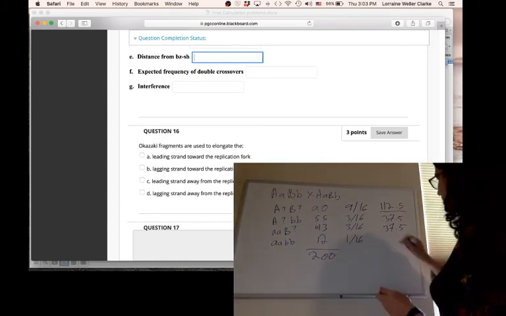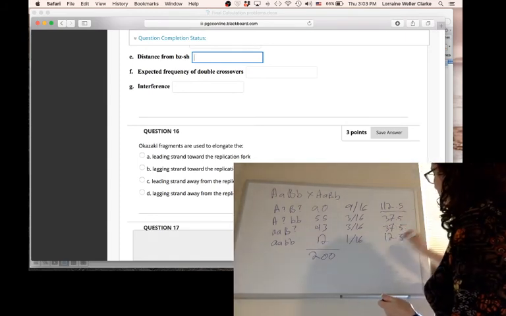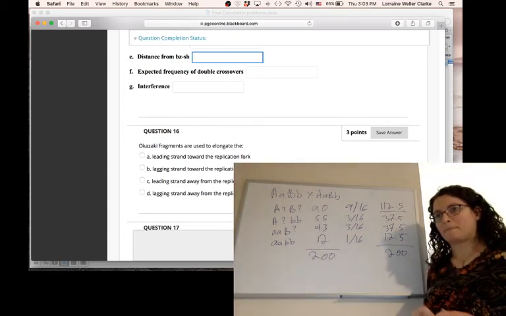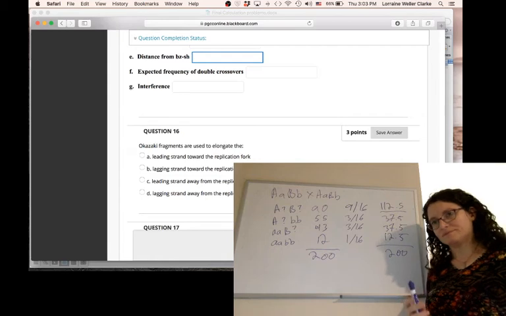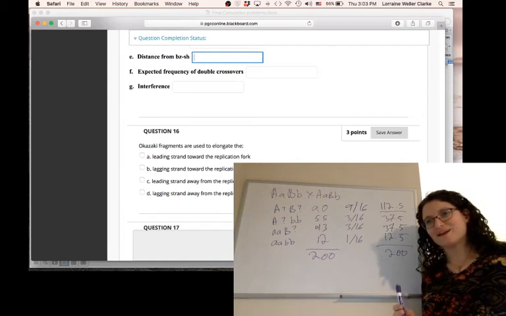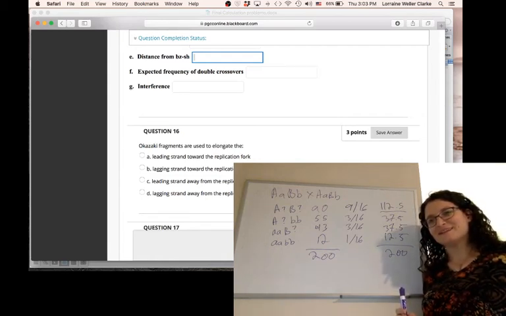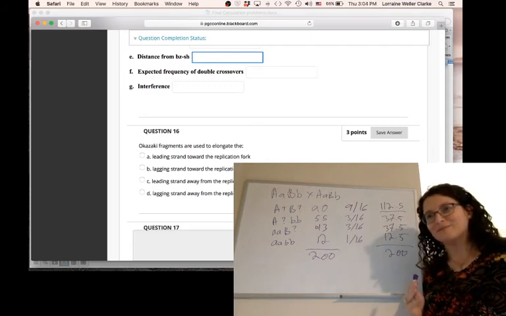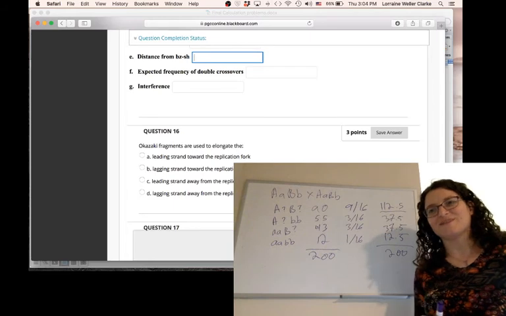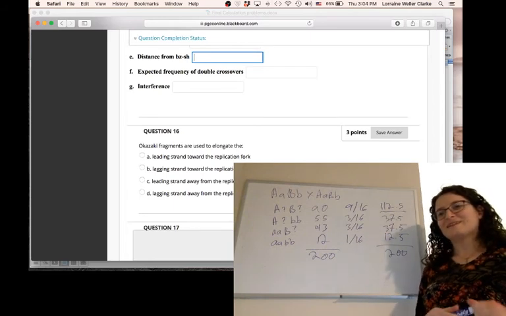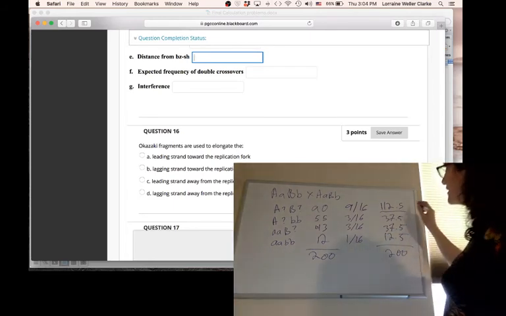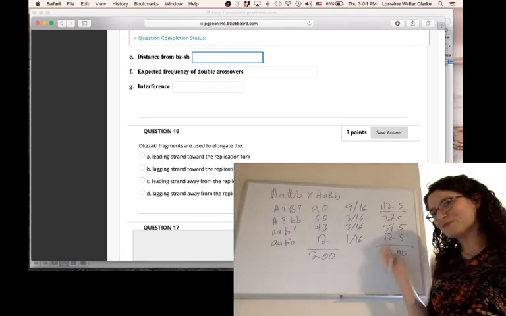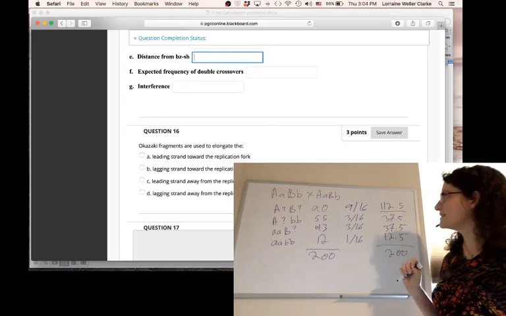200. This should all equal 200 as well, okay? So now you do these patterns, okay? You have 4 values to find, and then you add them all together to get your actual chi-squared value, okay? But remember, it's 4 different calculations because you have 4 different values here, okay?